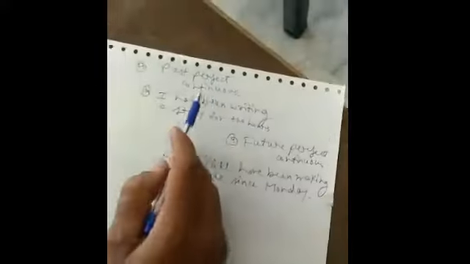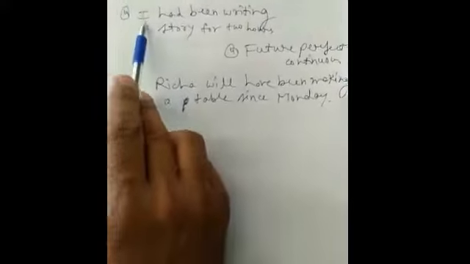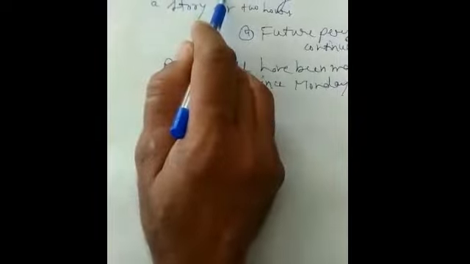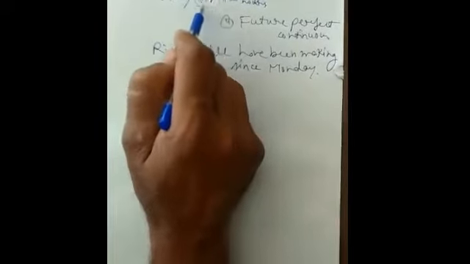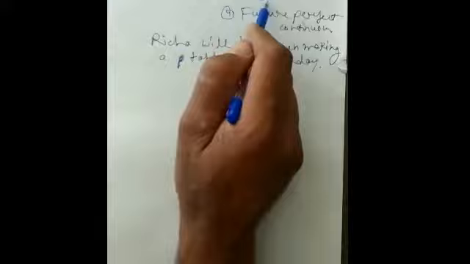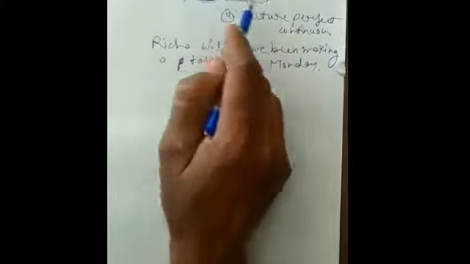Now past perfect continuous. For example, I had been writing a story for 2 hours. In this, which helping verb is coming? Had been, only one helping verb, and verb first form plus ing, writing. And which time-denoting word is coming? For, because 2 hours is a period of time. It is not a fixed time. So it is past perfect continuous.